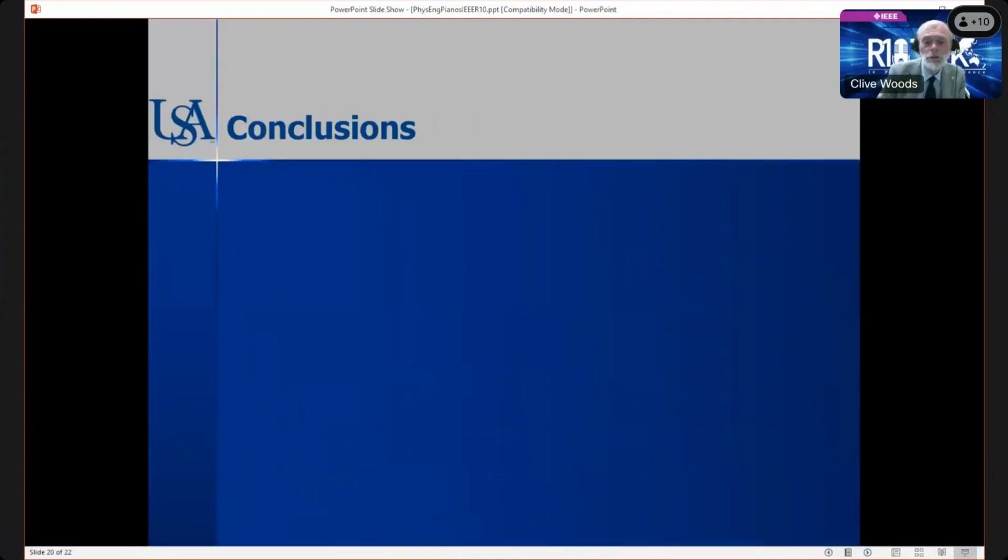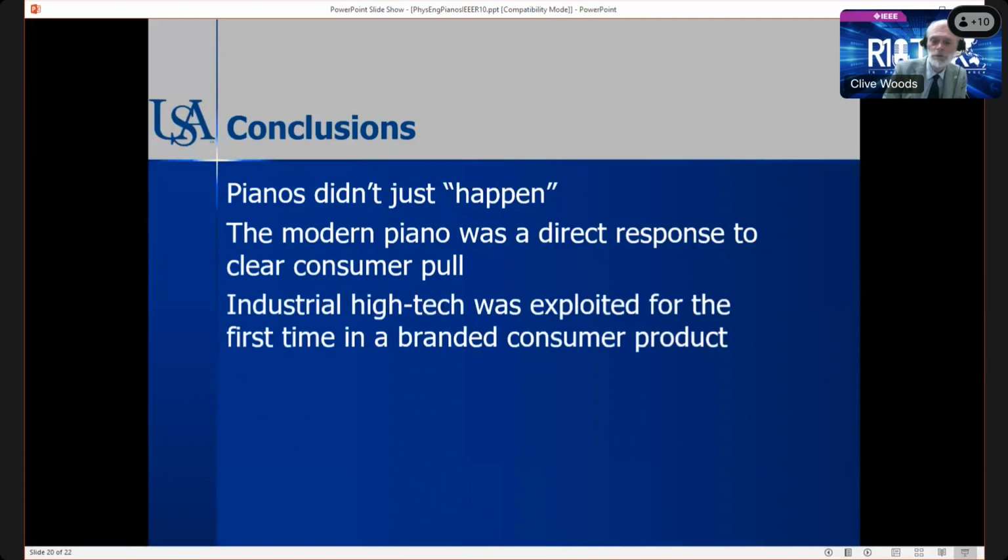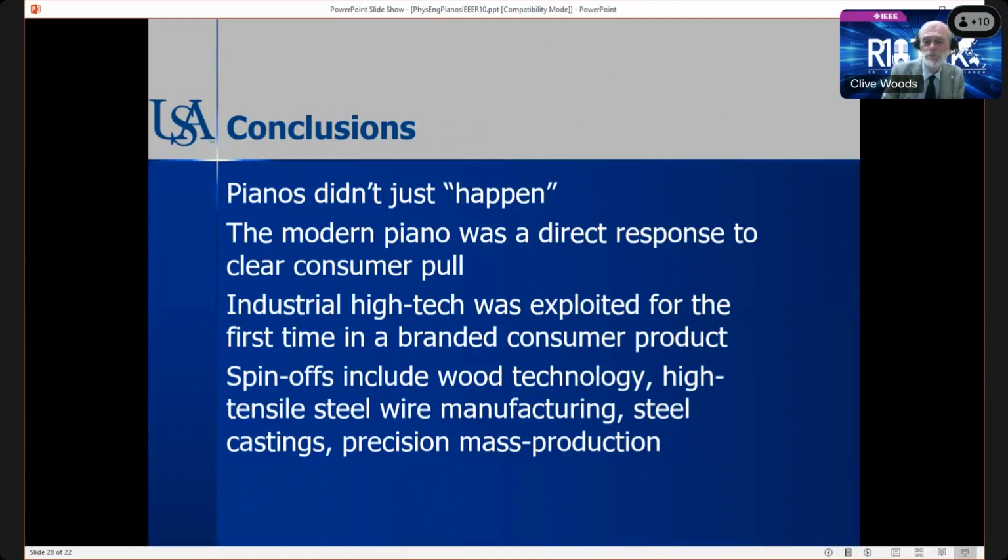So in conclusion, pianos didn't just happen. There's been a great deal of engineering thought gone into piano designs. This was high tech in the 1850s to 1900s. Pianos were the first example of a real high-tech product, precision manufactured, and the spin-offs were enormous, including wood technology, steel wire, precision steel wire, precision mass production.